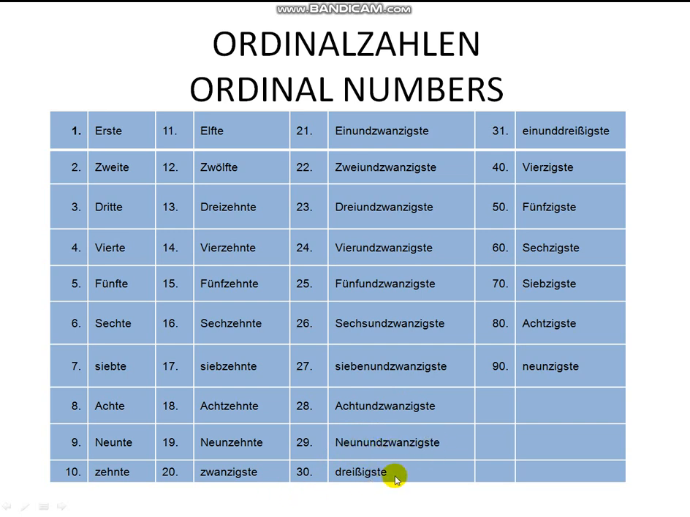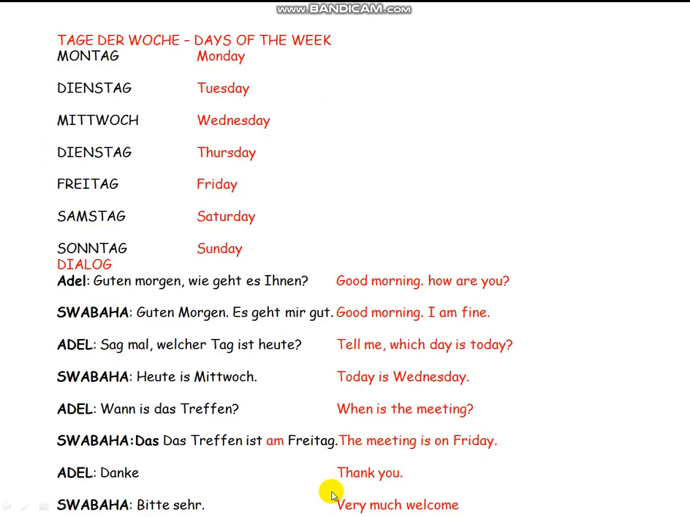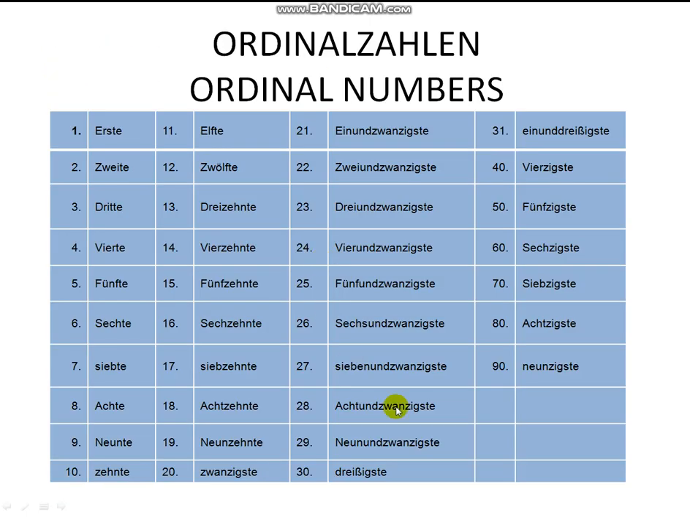29th, 30th, 31st, 40th, 50th, 60th, 70th, 80th, 90th, and then of course, let's go back. We have 100 here. I'm going to write it here. So those are the ordinal numbers.